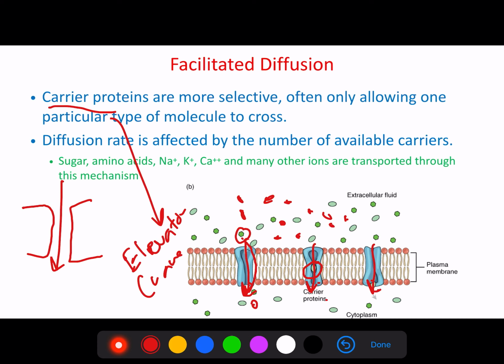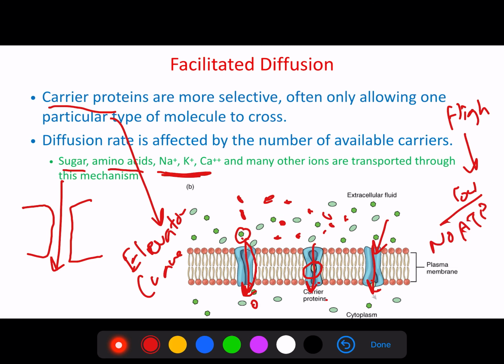Now, sugars, amino acids, and plenty of ions are transported through the carrier proteins. Remember, all of them are moving from areas of high to low, and there is no ATP used in this process. So this is facilitated diffusion.